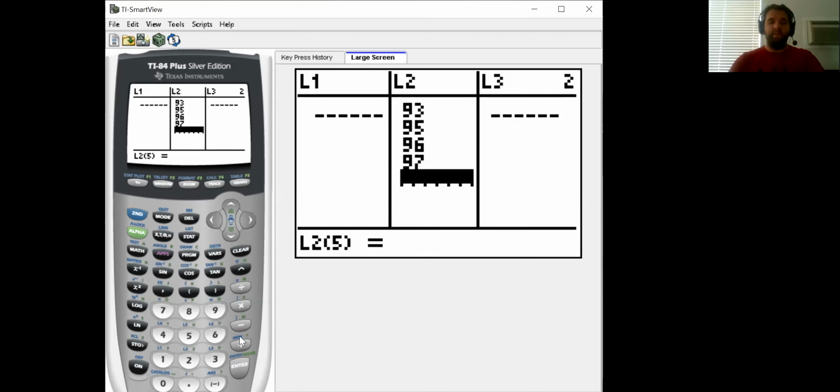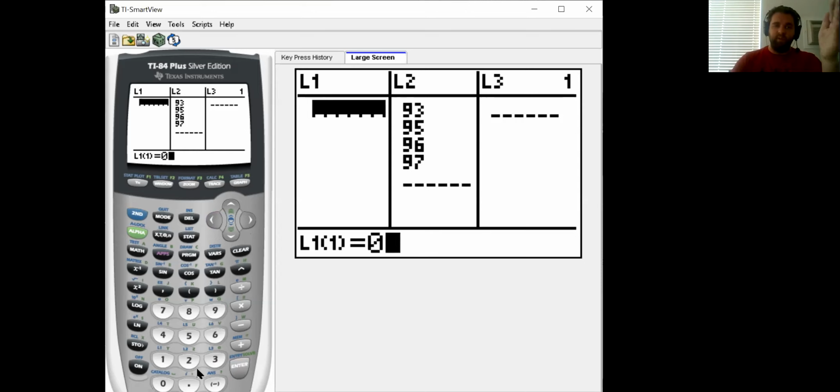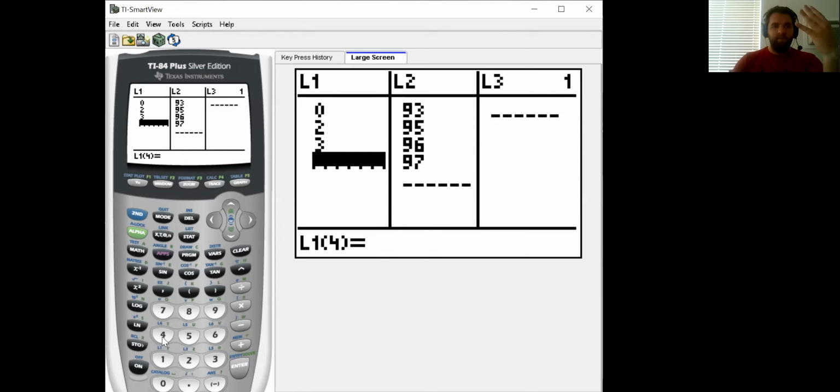But since we're looking at stuff in terms of years since 1993, the X values that we're going to use will be 0, because we're 0 years from 1993, 2, because 95 is 2 years after 93, 3, because that's 3 years after 93, and 4, because 97 is 4 years after 93. So that's one way that you can just enter in your data. You type in your number and then hit enter.